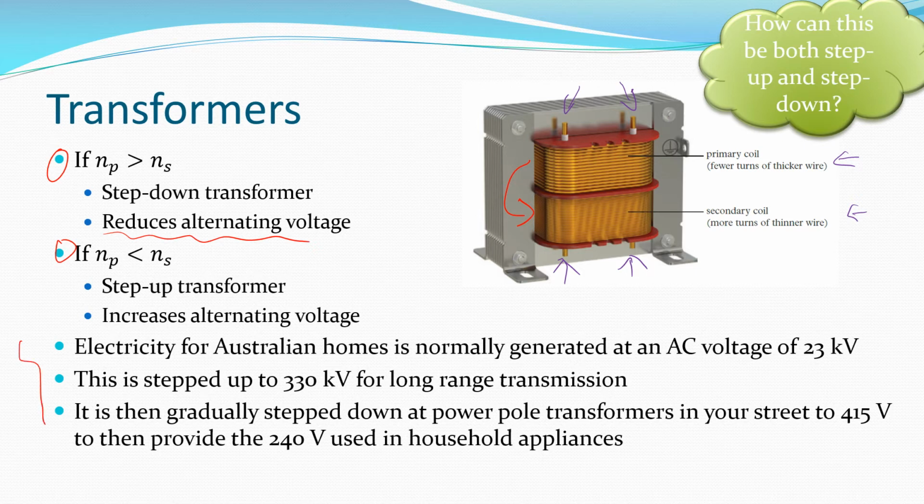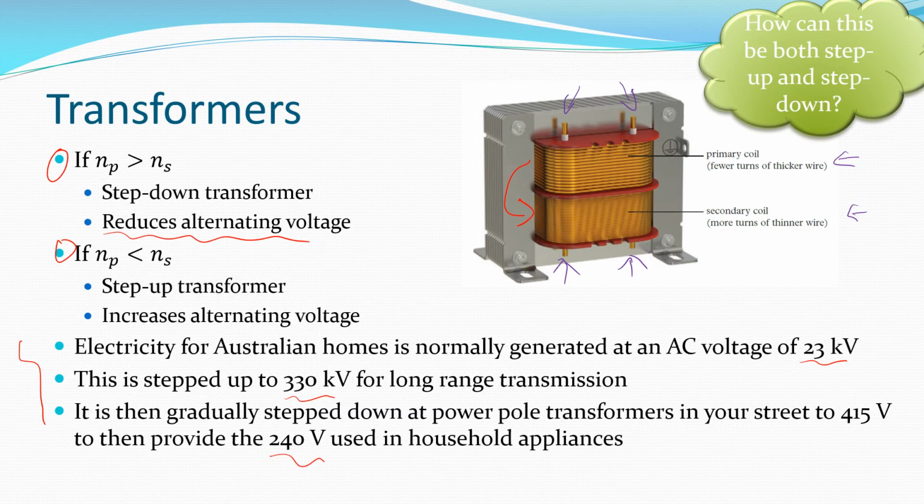A little bit of background information here for you. In Australian homes, normally we generate our electricity at 23 kilovolts, which is stepped up to 330 kilovolts because it's easy to transmit over a long range when the voltage is very, very high. Then it's stepped down through substations and smaller substations, right down to the pole in your street if you have overhead power lines, and eventually comes back down to 240 volts, which is what we use in our house. And that's the standard used for our house.